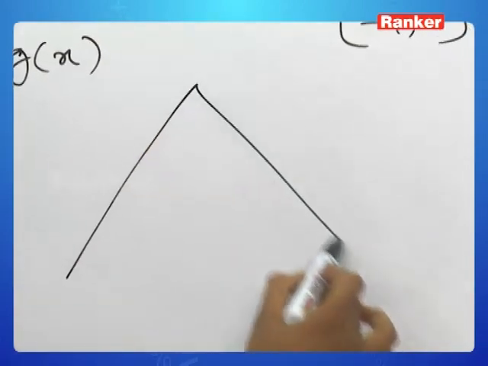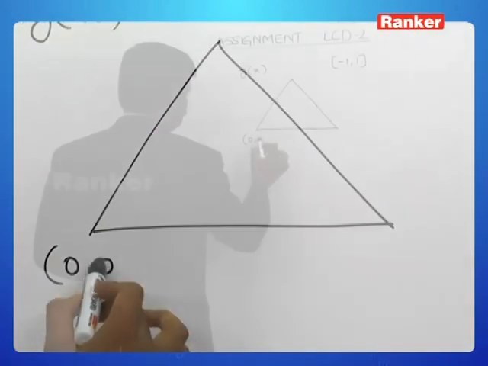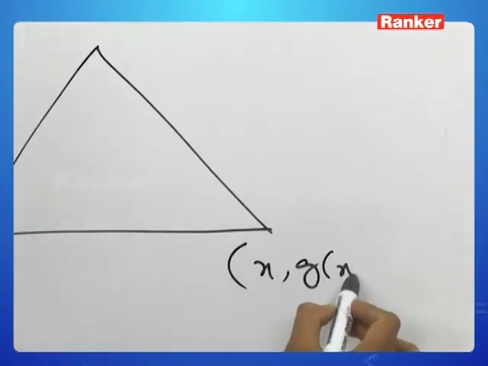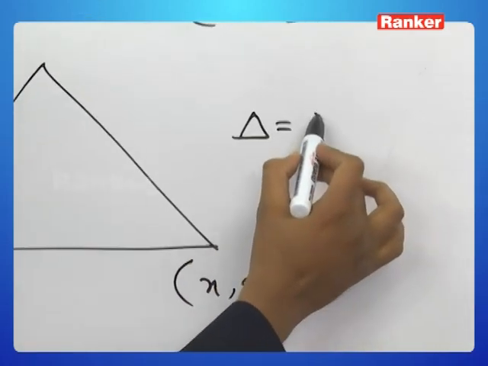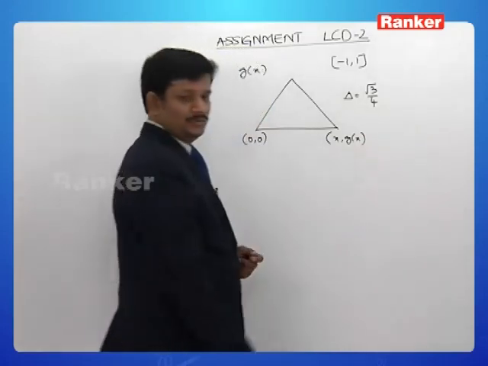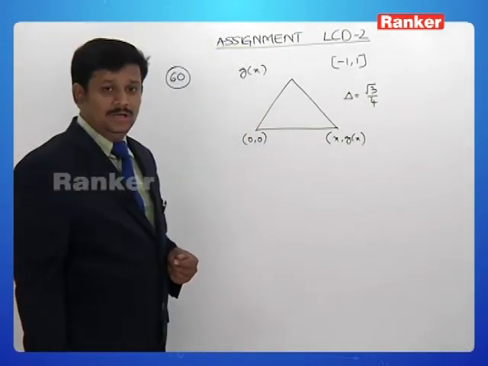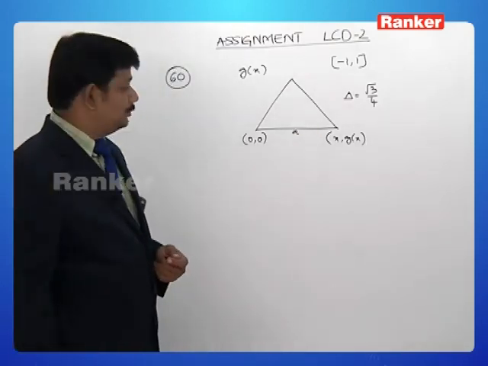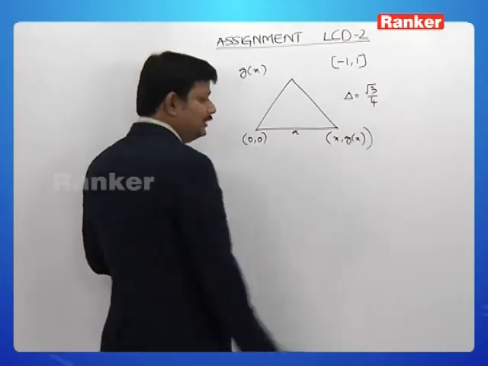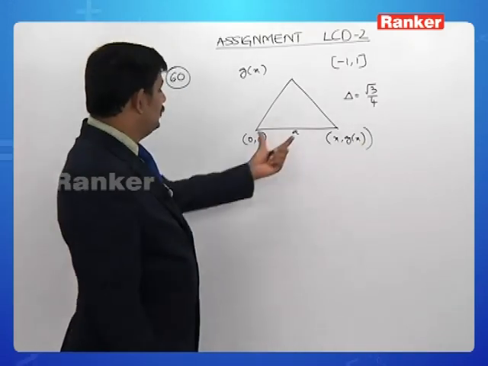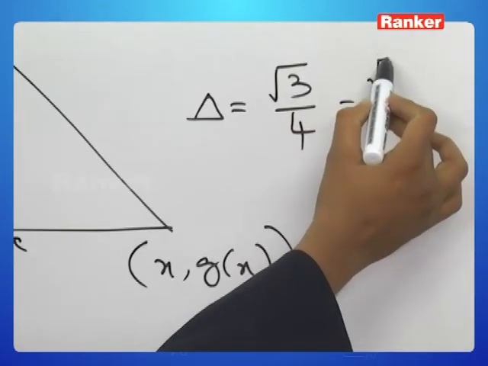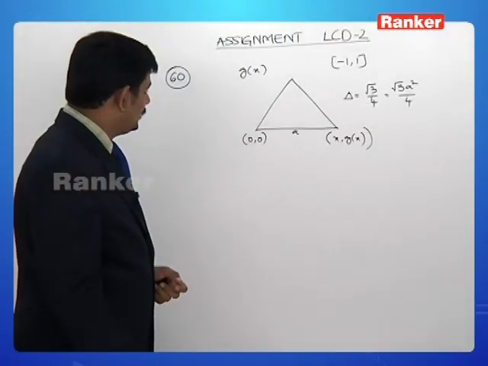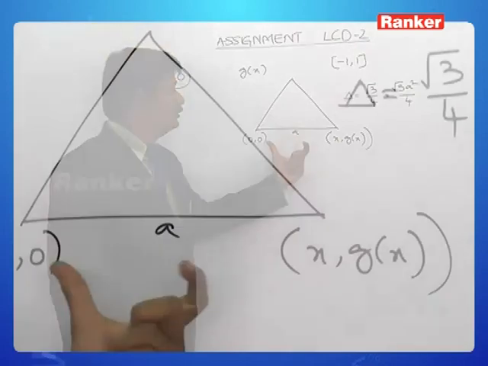The area of the equilateral triangle formed with two of its vertices at (0, 0) and (x, g of x) is given to be root 3 by 4. Now let us assume the side of the equilateral triangle to be a. We know that the area of an equilateral triangle is given by root 3 a square by 4.